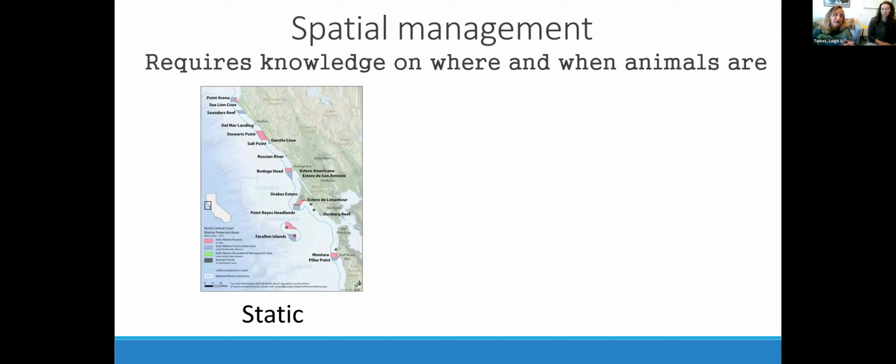But once we have that information, often what we can apply are either static approaches to spatial management, which is where we basically put a line around the ocean in certain boxes, and we say, okay, a human activity can't happen in this area. And these static approaches can be easier to apply because once you put the boundary on, that restriction's in place.